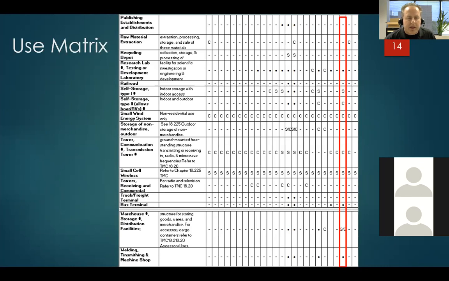Okay, if we look at warehouse, storage, and distribution, which is the second use from the bottom, there's an SC on that. So that means there are special use standards. So there are a couple of special use standards to point out as well.